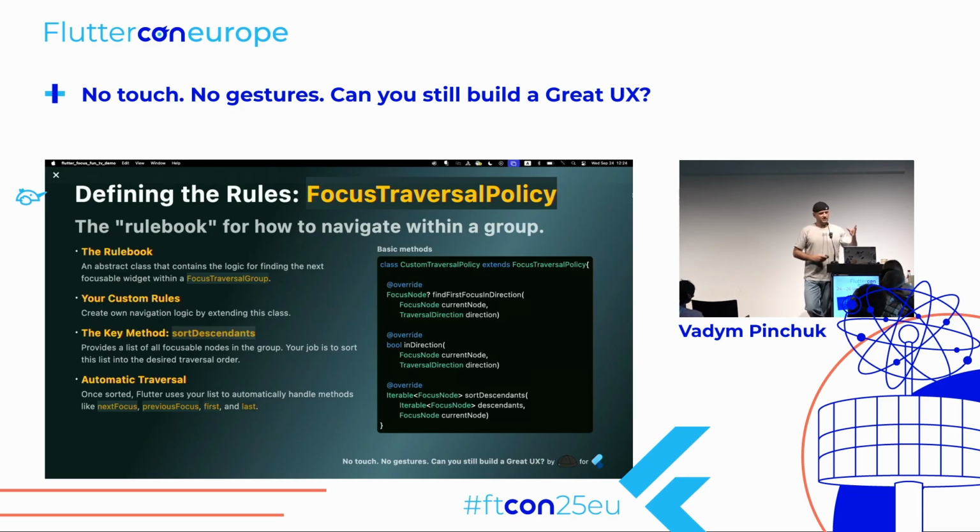For the sake of that, I've displayed a bit of code here from the methods we need to implement from focus traversal policy. The methods are sort descendants, actually all the focus nodes which are in this group. How do you sort this? It's up to you. Then in direction. In direction is the method which is triggered by the buttons, so left, right, or bottom is actually direction. Which node you will pick is completely up to you as well. And then find first focus in direction is the method I would rather skip, omit.